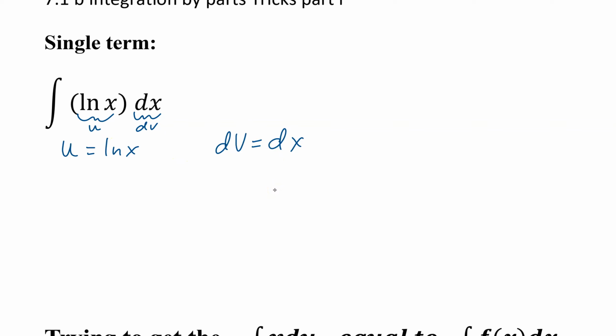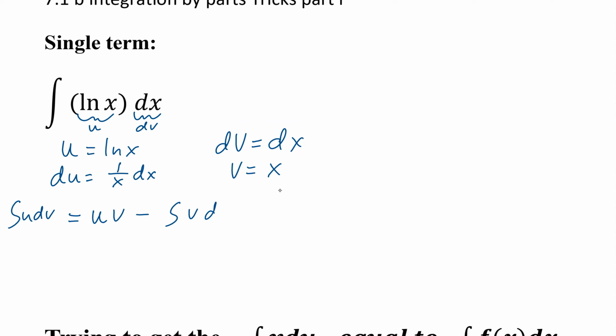So now when we take our derivative, we get du equals 1 over x dx. And our v integral would just be x. And so remember, if you take the derivative backwards, derivative of x is 1. So here we go. Now we know our integral is, we don't need to write the integral, we'll write u dv equals uv minus the integral of v du.